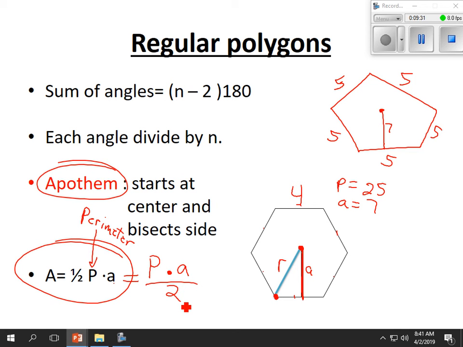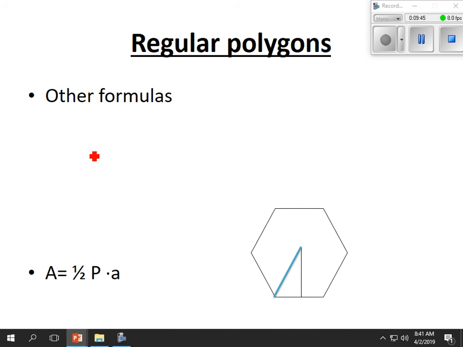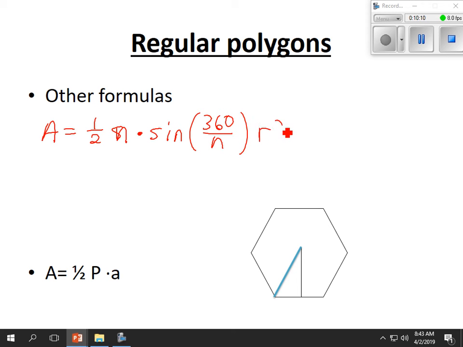Remember, your area is always in square units. Don't forget this formula. Sum of the interior angles is always n minus 2 times 180. We had that on the other part of the notes. On the notes that I gave you, there's 2 other formulas. One of them is A equals 1/2 times n times the sine of 360 divided by n, times r squared.